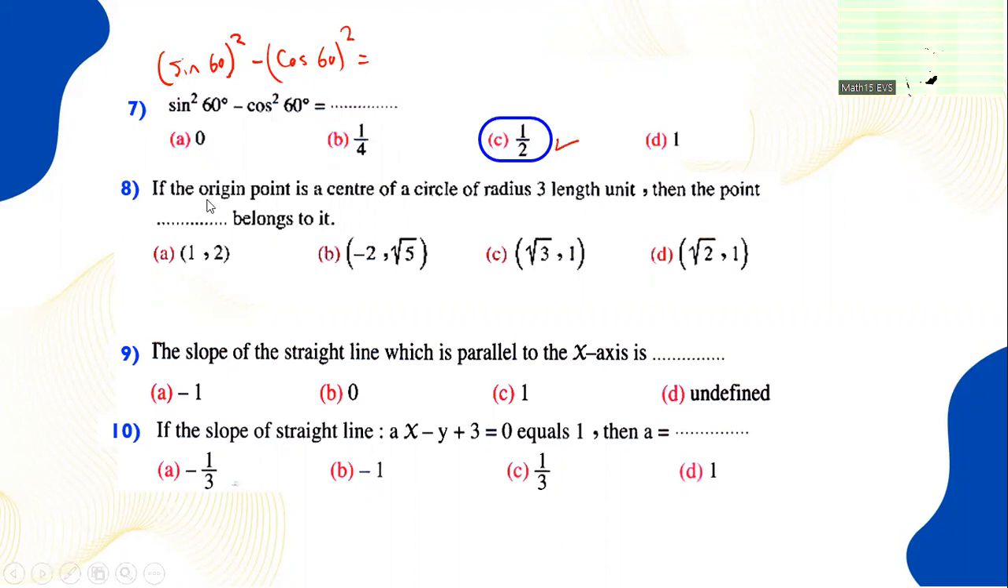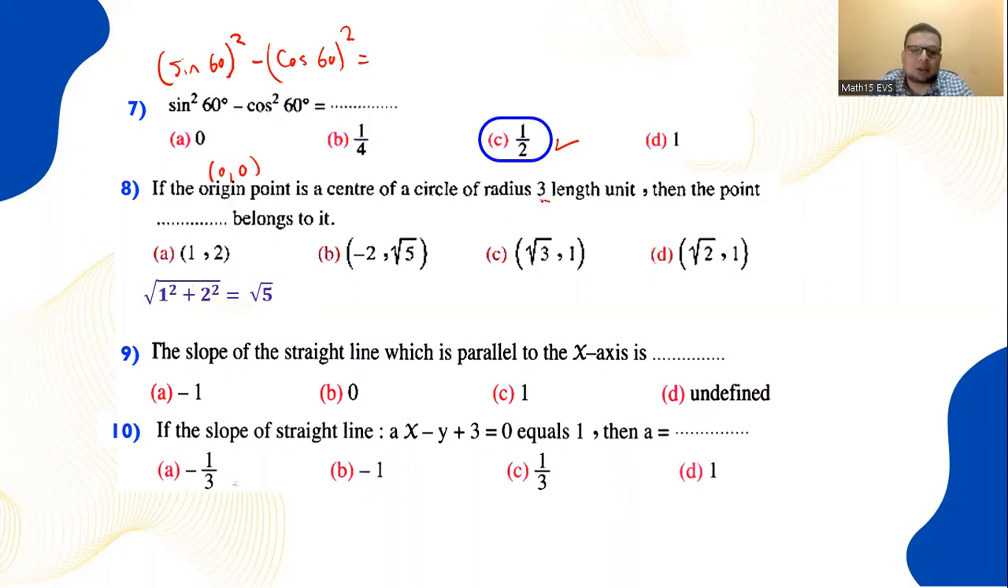Number 8: the origin point is the center of a circle of radius 3. So R here is 3. Then for the point that belongs to the circle, you find the distance between this point and the origin point (0, 0). So 1 minus 0 is 1, squared is 1; 2 minus 0 is 2, squared is 4. So the square root will be the square root of 5.